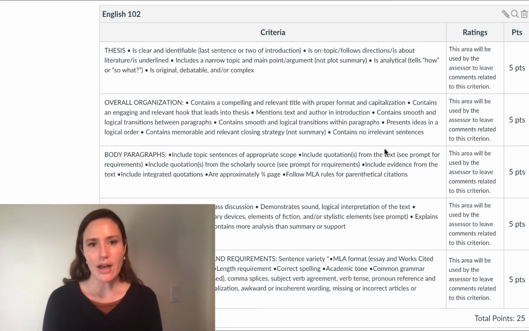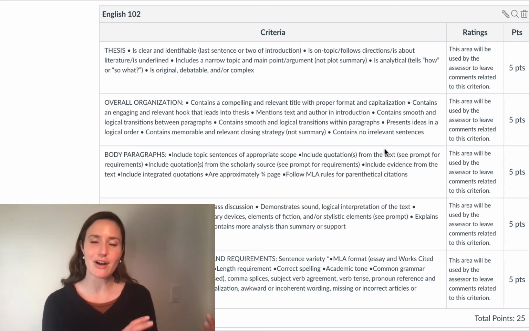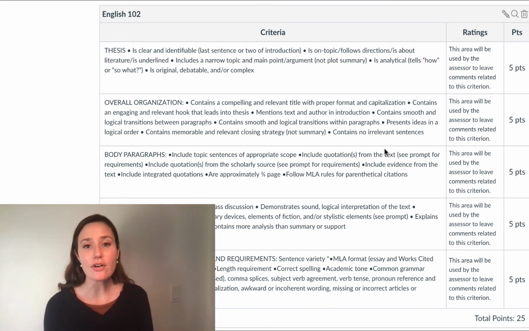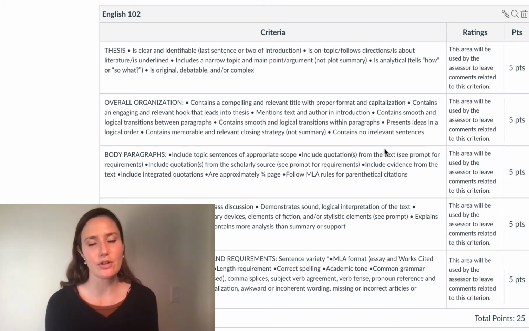Contains memorable and relevant closing words. So your conclusion, as you know, should do 2 things. It should echo your hook, echo your thesis, and provide closing words that are thoughtful and give the essay a sense of closure. These should never be summary. You don't want to tell me what you've already told me.